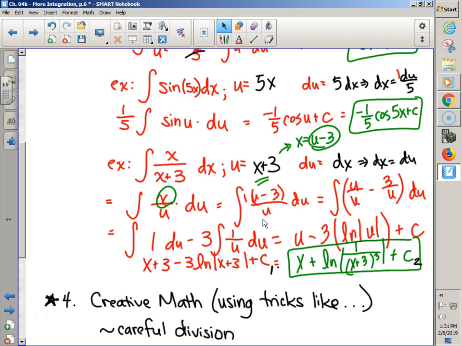I had no clue what to do with him. U sub, yeah, but du is 2x. Right? I don't mind x. I know his integral. Oh, what am I going to do with this guy, though? 2 minus x all over x squared minus 1?